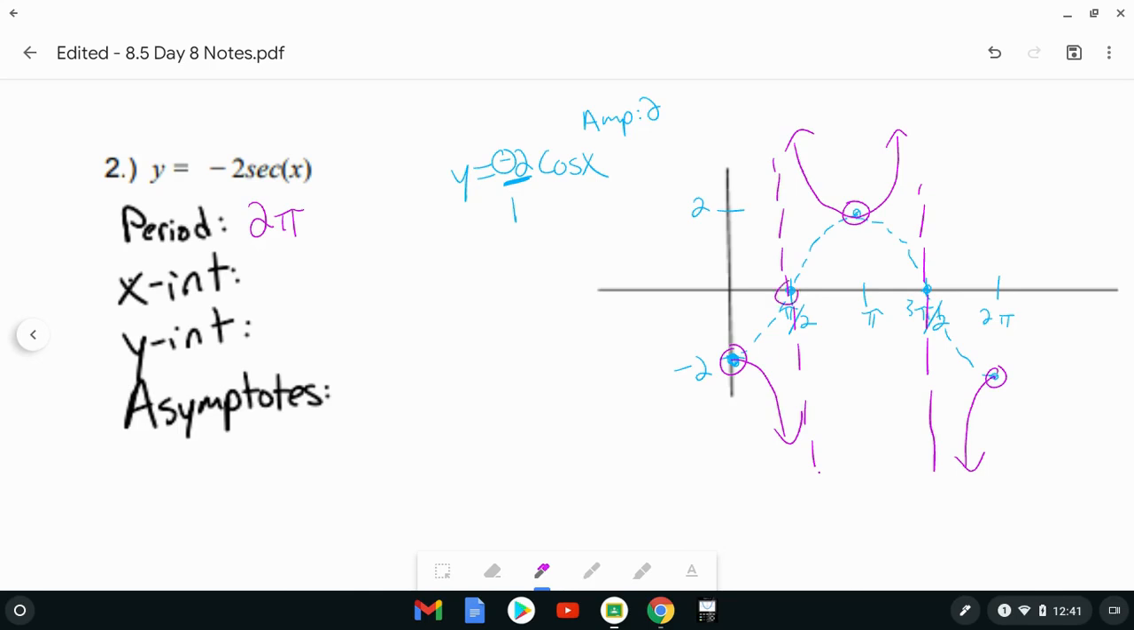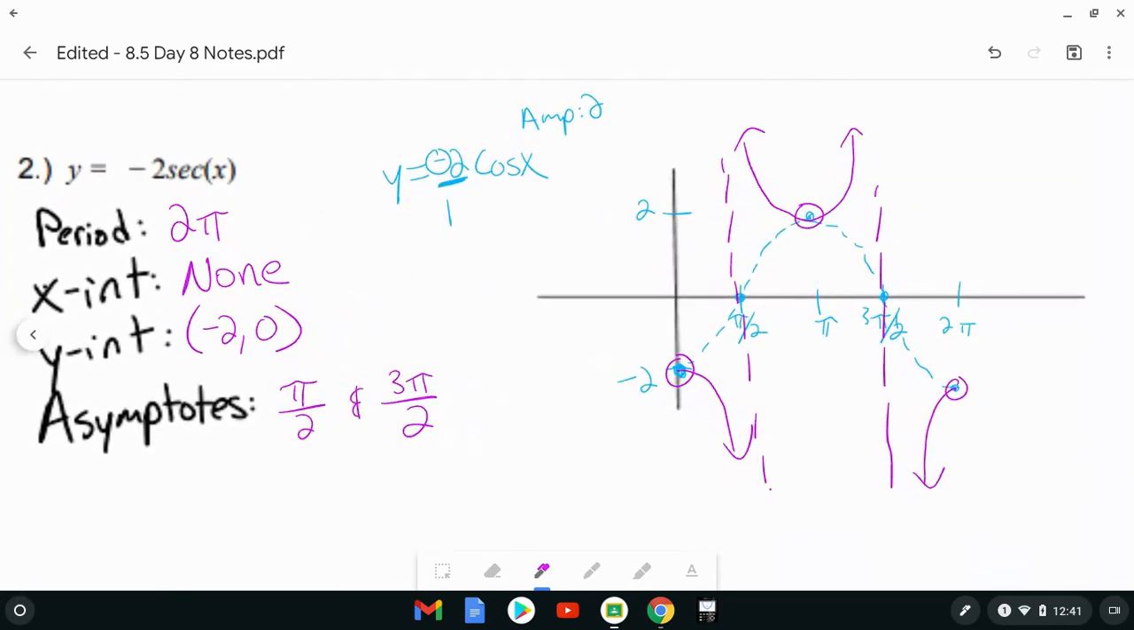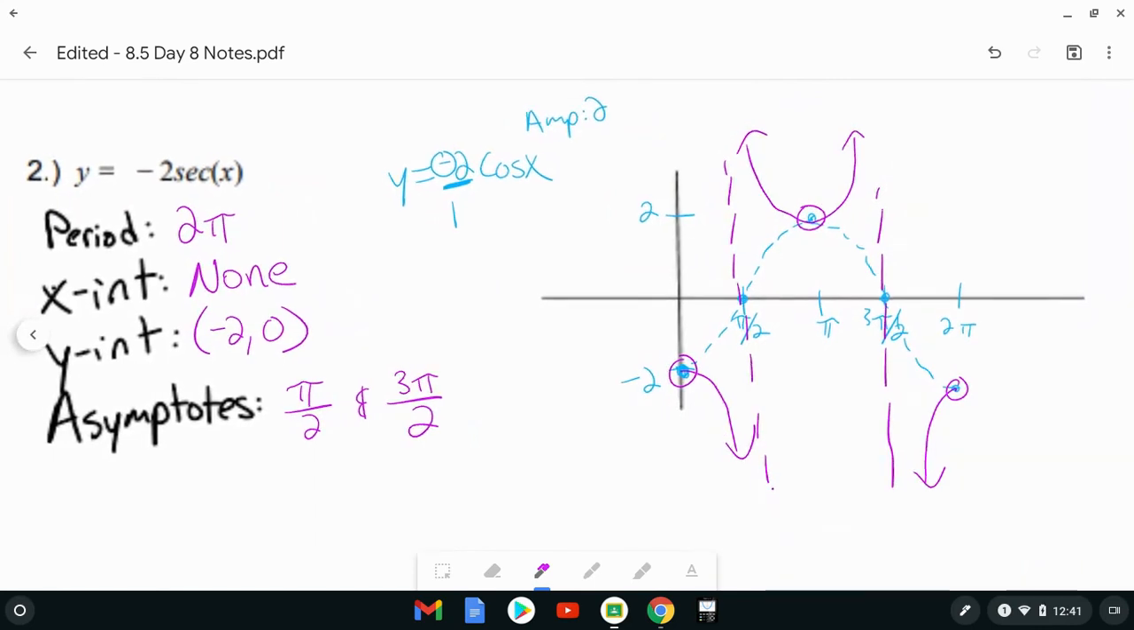The x-intercepts, remember, for the secant function, we don't have any. We have x-intercepts for the cosine function, but we don't have any for the secant function. The y-intercept, we do have one at -2, 0. And then the asymptotes for this one would be pi over 2 and 3 pi over 2. So again, understand the blue one is not part of the graph. The blue one is more of a guide to help us graph the one that we need.